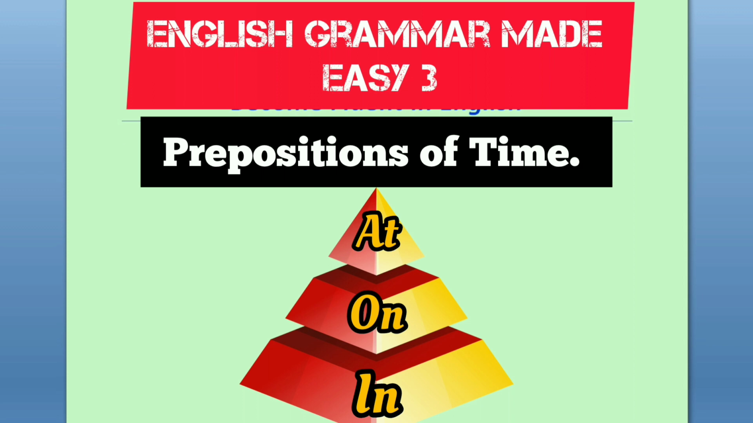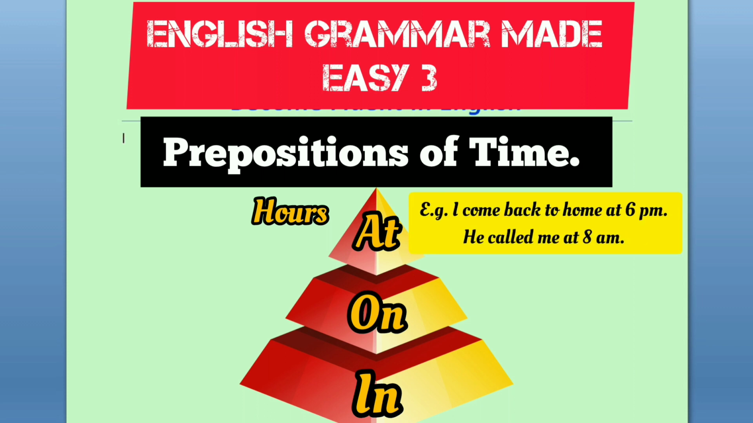As you see, the top part is "at". That means it refers to a very narrow time period. When you're talking about hours or a specific time, you use "at" before it, so it has a narrower space. Let me read out the examples here. I come back home at 6 p.m. I'm talking about a specific time, so I have to use "at" before the time. He called me at 8 a.m. So here I'm also using "at". When you are referring to a specific time, especially hours, we use "at".